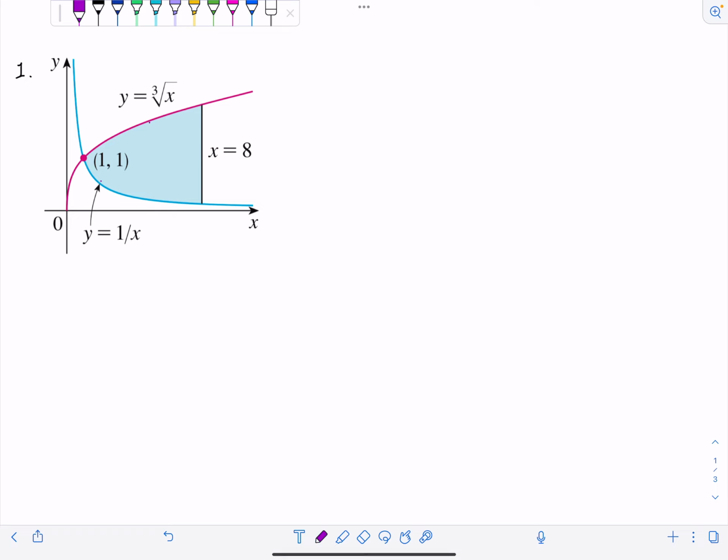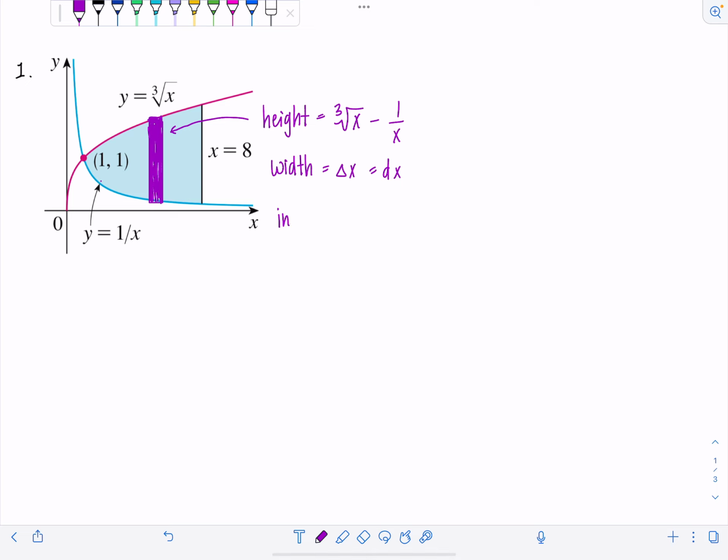And let me go back and put that cute little rectangle that I had in the beginning because that one was great. Here's a typical rectangle. Okay, I'll draw it all the way up here. It doesn't have to be super perfect. So height of that rectangle is going to be top minus bottom. So top curve is cube root of x minus bottom curve is 1 over x. And then the width is delta x, which when we integrate is going to be dx, right? Okay, easy enough. Since we're going to integrate with respect to x, let's write that down to remind ourselves. Integrate with respect to x.